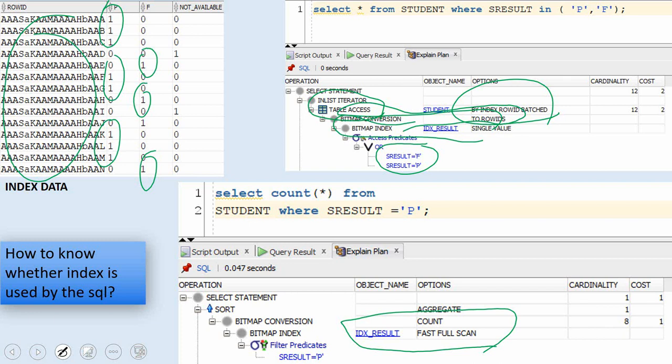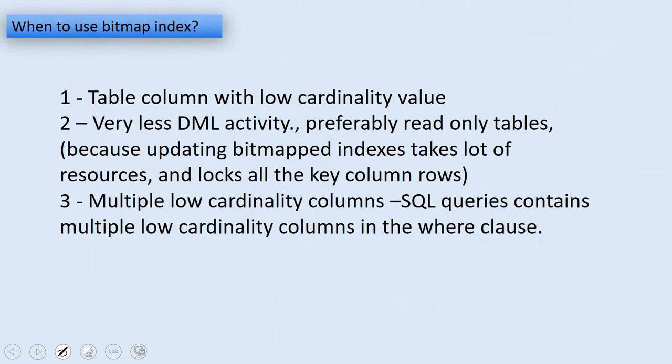It is just computing the information from the indexed data. Okay, so avoiding the table scan itself, it is just getting all the information from the indexed data itself. Okay, now we'll see when to use the bitmap index.